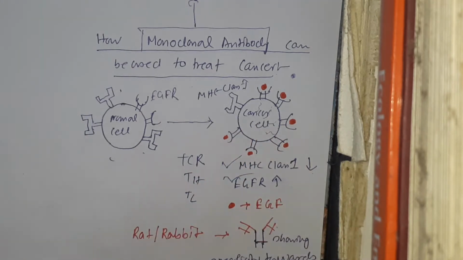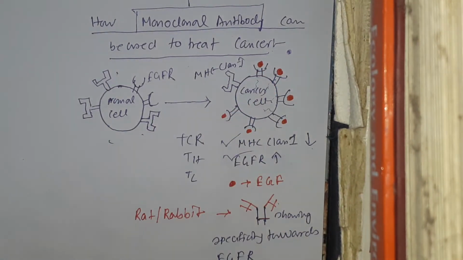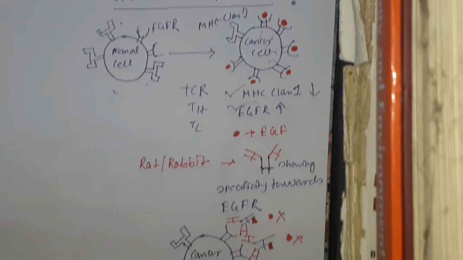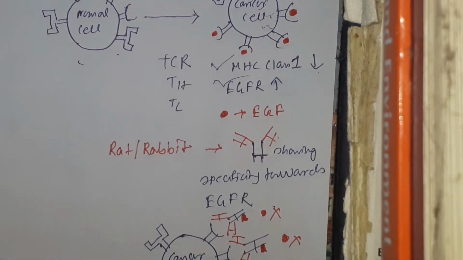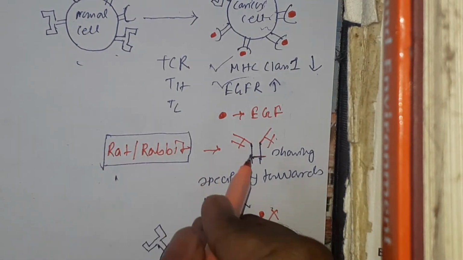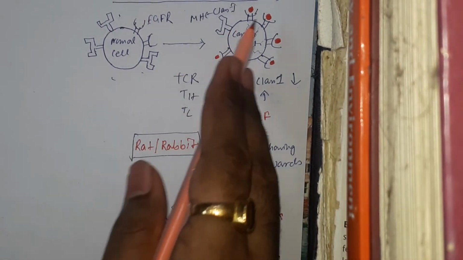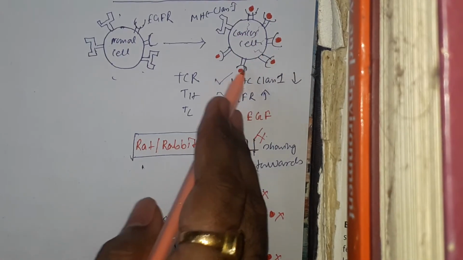That is why the cancer cell is rapidly dividing and growing. It is also a main cause, and we are going to produce a monoclonal antibody against this epithelial growth factor receptor for our cancer treatment. So let's see how. For doing this, we will use a rat or rabbit for producing the monoclonal antibody, right? This monoclonal antibody will have specificity towards these receptors, epithelial growth factor receptors, right?